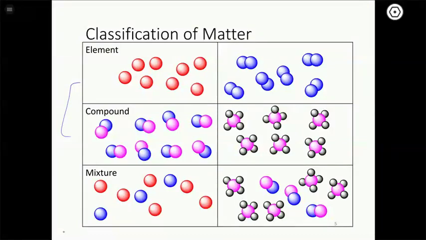And then if you go to mixtures, you would see a combination of those two things. So this would be a mixture of elements. You have red and blue elements together.